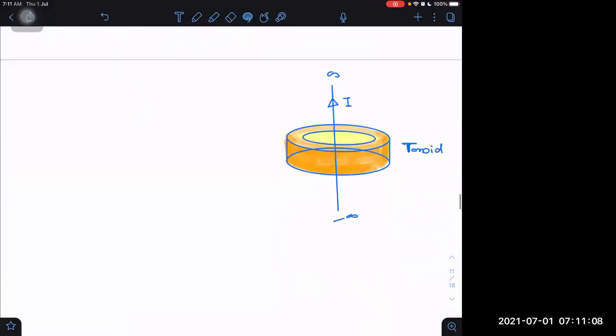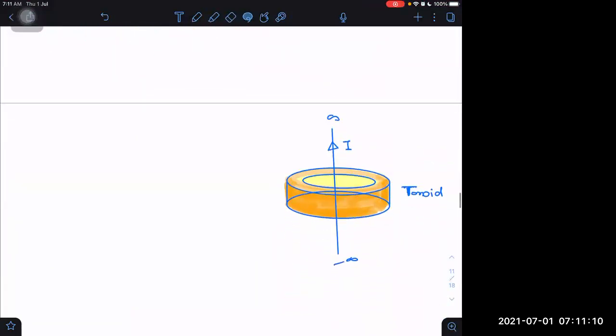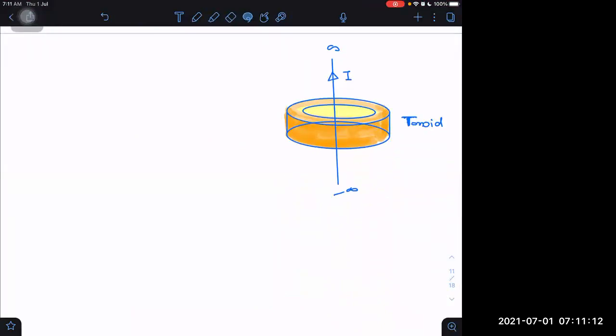Okay, let us start this with this question. This is a toroid having n number of turns around it, in this way, around this, and there's a wire passing through the axis of it, which is carrying current I.